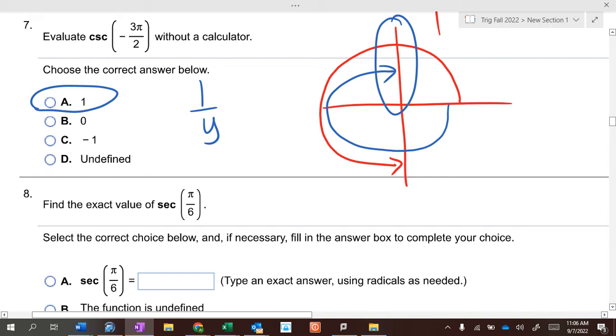It is negative 270, sweetheart. It's negative 270, which is in the same place as 90. There you go. Okay. We are caught up now.